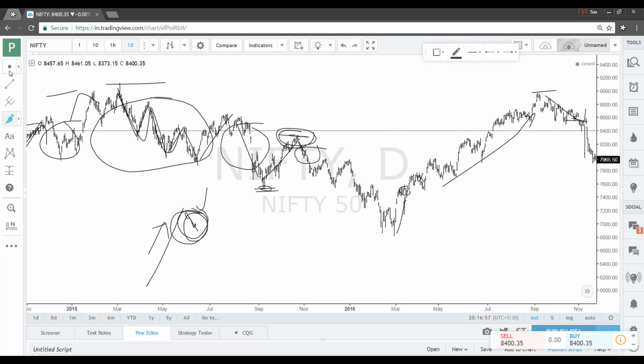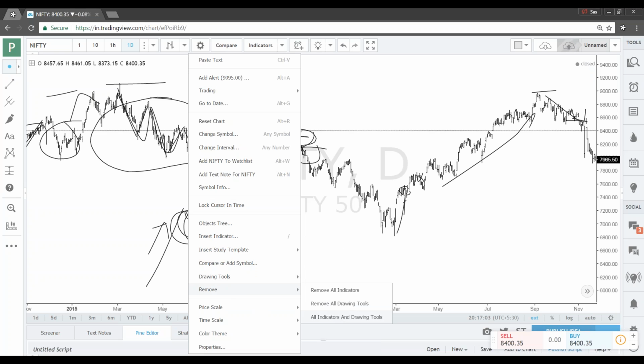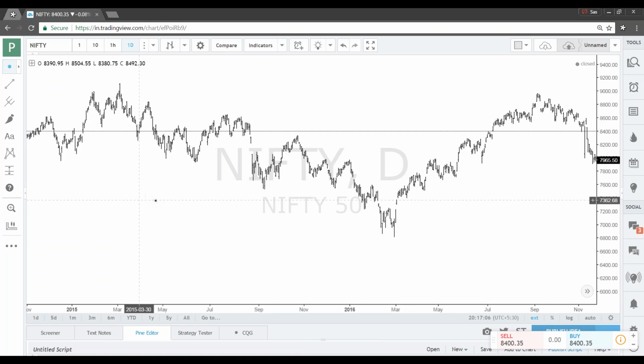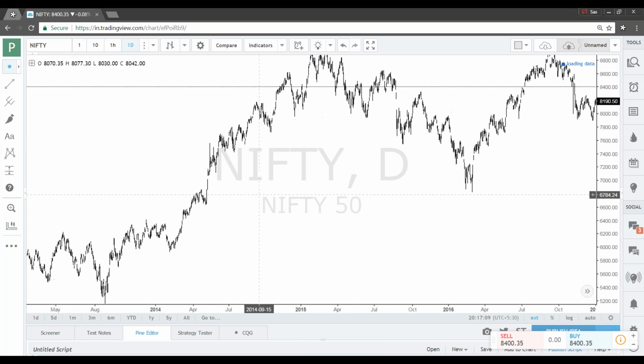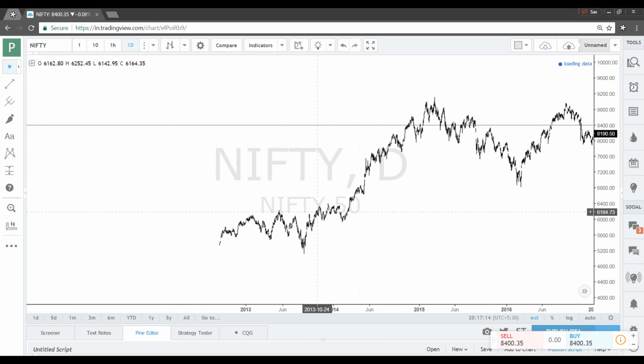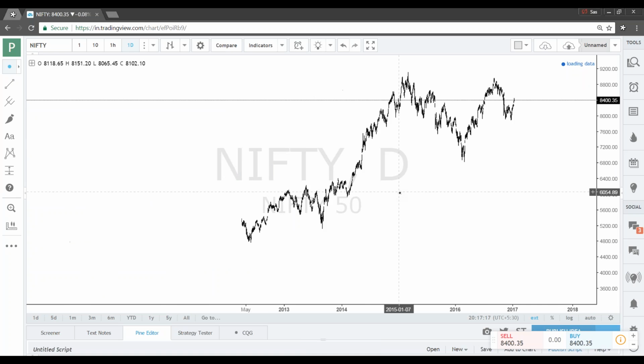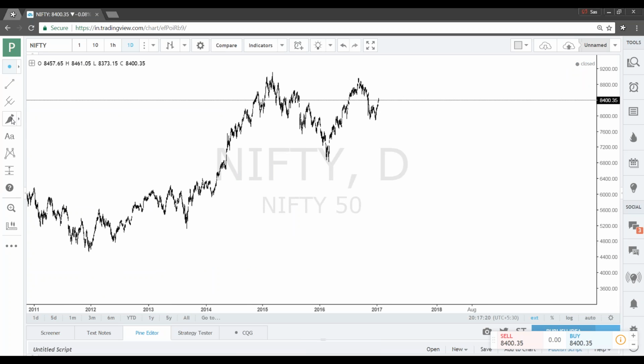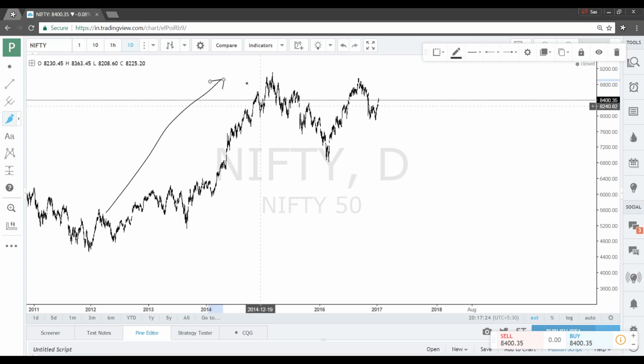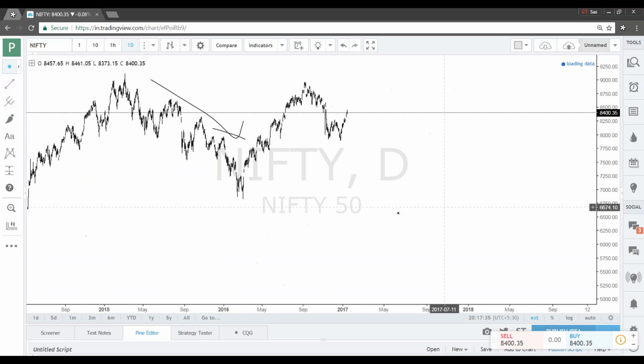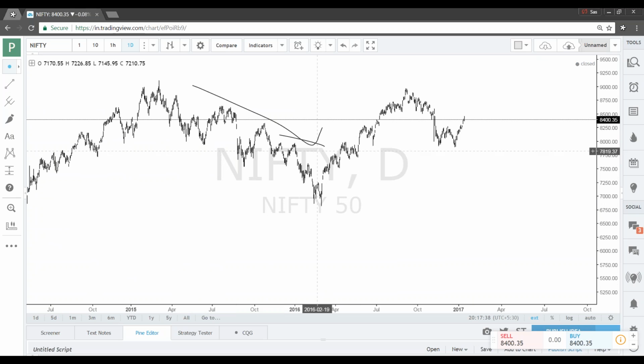Now I drew so many things. Let me clear everything. Remove all indicators and drawings. Okay, now I will show you the simple thing. Impulse and correction are always relative to each other. For example, if you see this whole picture, Nifty was trending up, it was a major impulse, and this was a correction. 2015 was a correction. But if you zoom into 2015, you will find that the last portion of 2015, or even some portion of the middle, was actually an impulse.